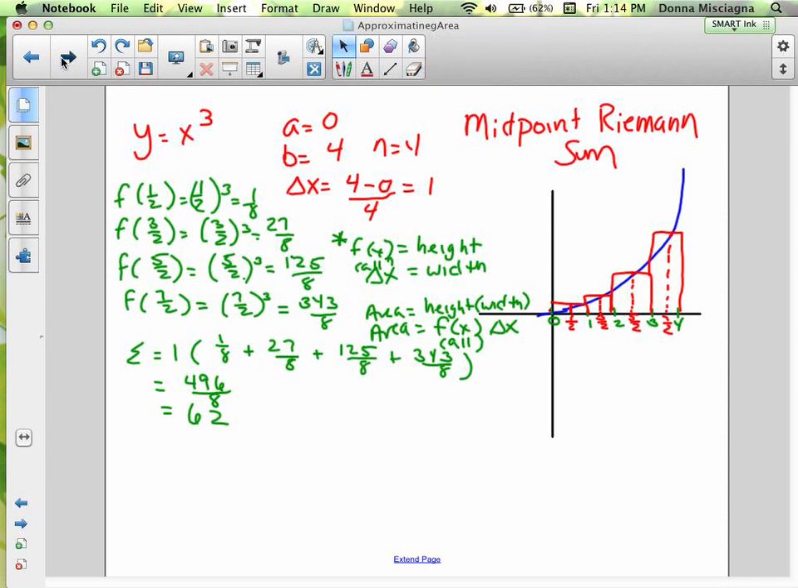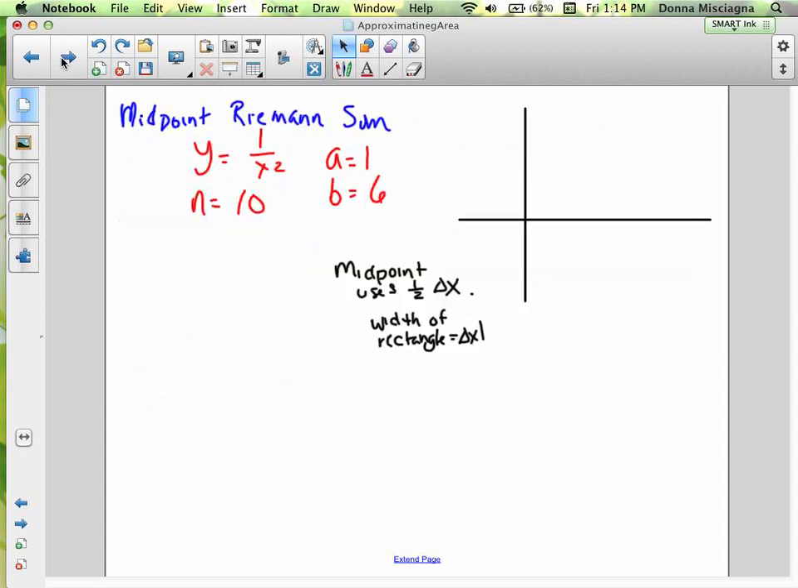All right, so now let's find another one. All right, so now let's do a midpoint Riemann sum. So we're using half the change in x, and the width of our rectangles is the change in x. But we use that value in between. So this is 1 over x squared. I remember I erased this. This was a really interesting graph. I'm going to try to make sure I've got enough room here.